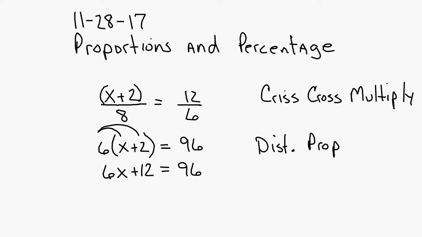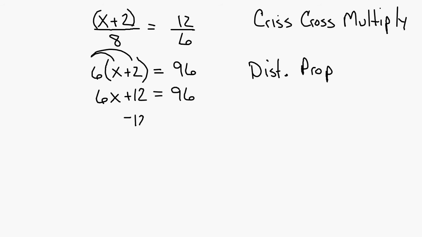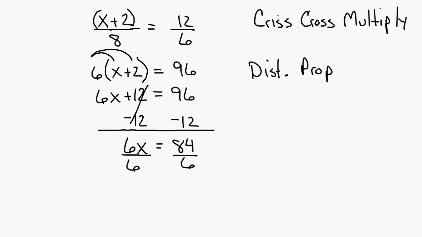And now you can solve by inverse operations. So you can subtract 12 from each side. And the 12s will cancel, and your 6x is going to be equal to 84. And you can divide each side by 6. The 6s cancel, and x is equal to 14.